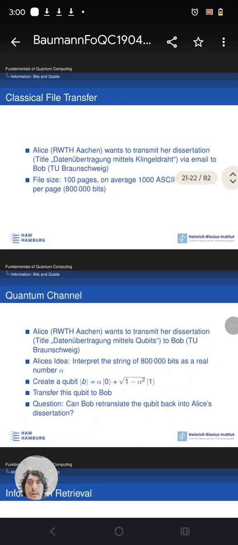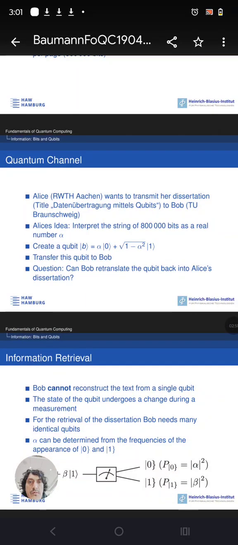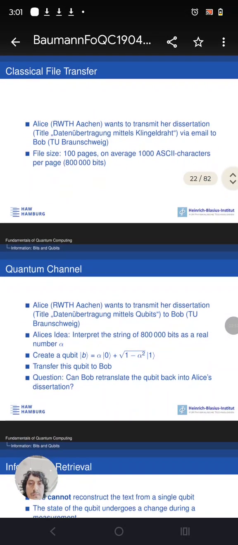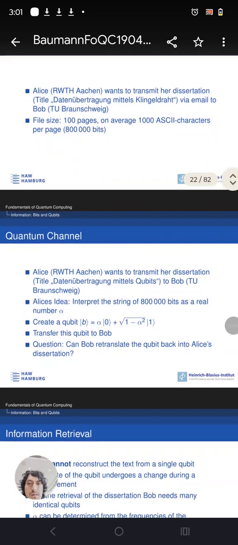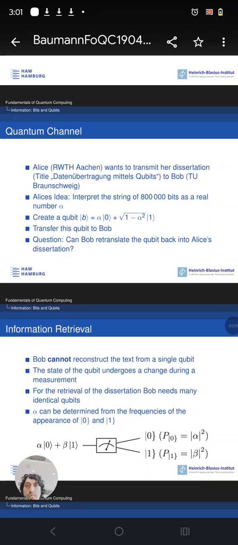Then we have an example, a classical file transfer example. The file size is 100 pages, 1 byte per ASCII character, about 1000 characters per page. So the idea is to interpret the string of 800,000 bits, the entire file, the entire thesis, as a real number alpha. So you will pass only one parameter. Create a qubit psi equals alpha|0> plus the square root of 1 minus alpha squared |1>. But of course this qubit cannot be measured just once. It will only give 0 or 1. You cannot measure it just once to find the correct value of alpha.